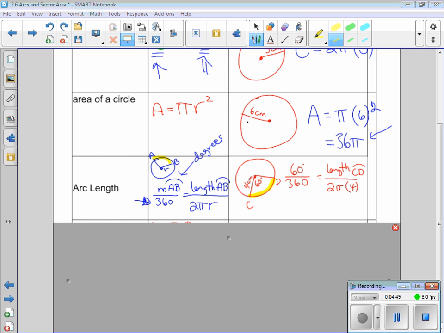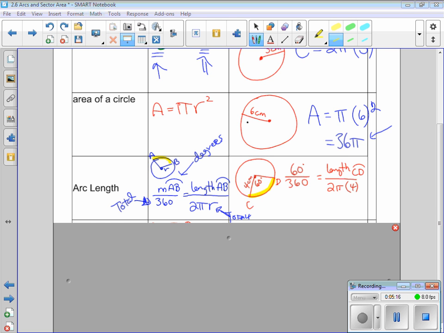Okay, so that fraction, however many degrees the arc is out of 360, has to equal the physical length of the arc, 3 meters, whatever, out of the total amount of circumference. So if you look at the bottom, we have total amount of degrees and total amount of distance. On top, we have a part length and a part degrees.